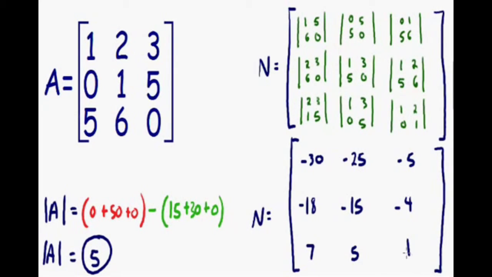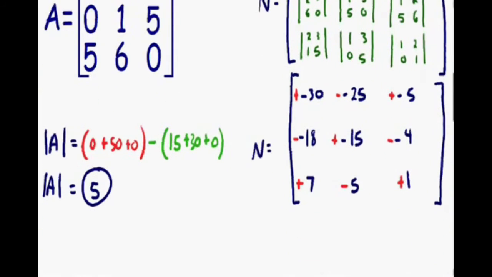So now we have replaced our matrix N with the determinants of all these 2 by 2 matrices. So moving on to our next step, we need to alternate positive and negative signs in our matrix. So if we start in the top left position, we'll start with a positive sign. Then we have to alternate to a negative, positive, negative, positive, negative, positive, negative, and positive.